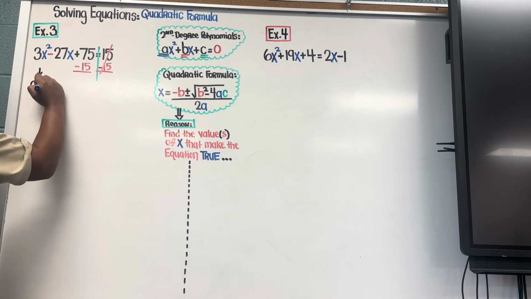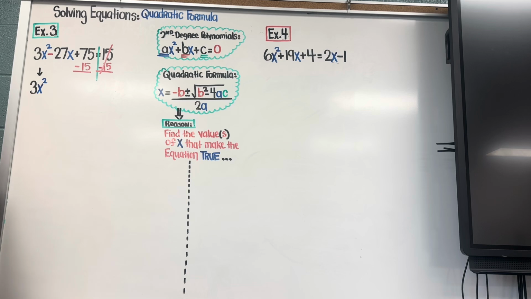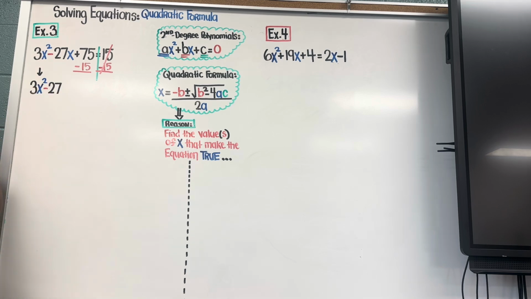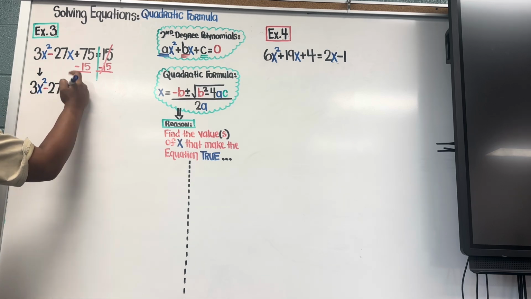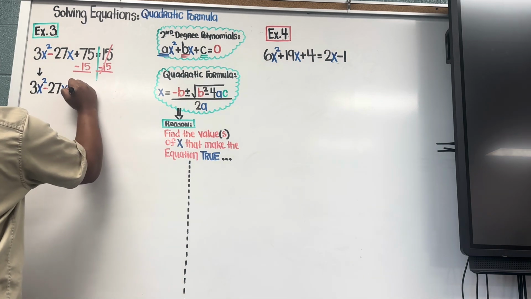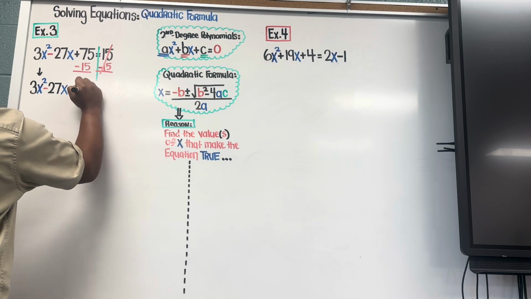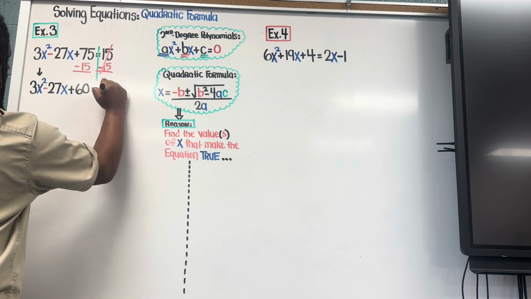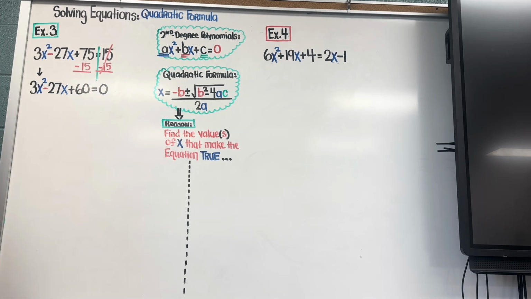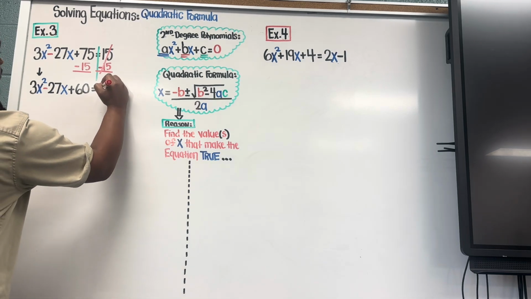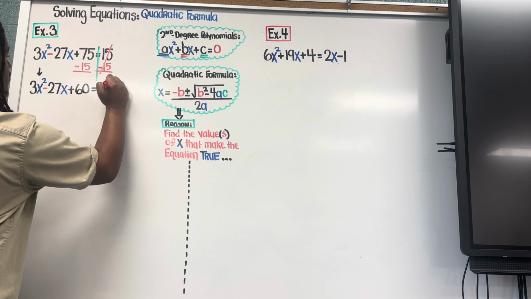3x to the second power, minus 27x, plus, and then 75 minus 15 is 60. So it's gonna be plus 60, equals 0, okay? Actually, let me make 0 be red so we know that's this thing. Equals 0, all right? So this is what we want right here.